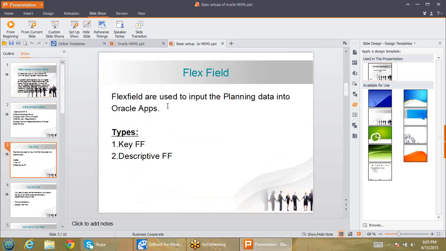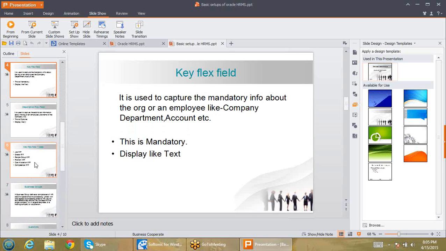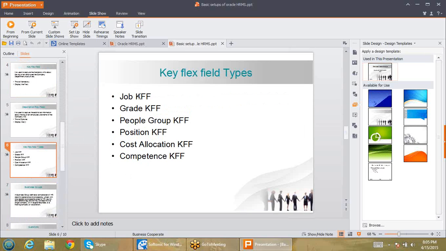See, this is a factual definition. You put the planning data into Oracle HRMS. Key flexfield is managing. See here, these are the flexfields: job, grade, people group, position, cost allocation, competency. In this, you can see the third number and the fifth number, cost allocation and people group.